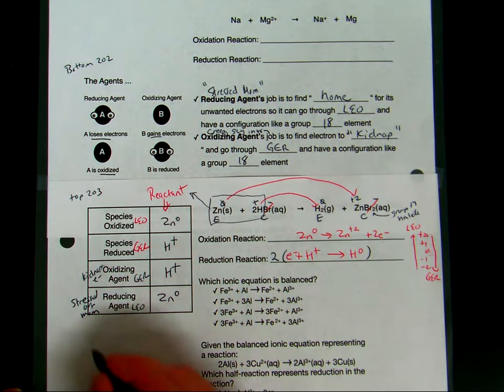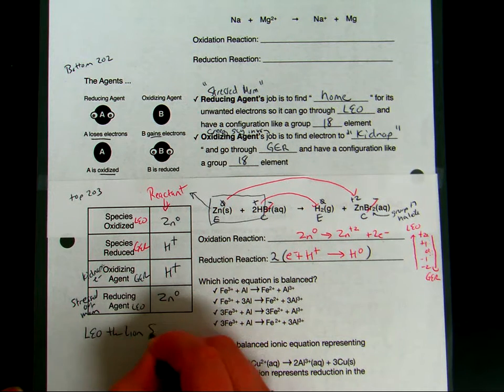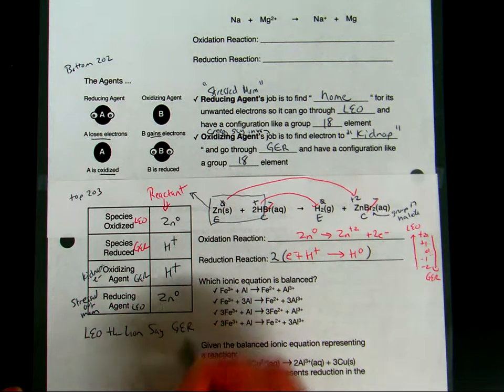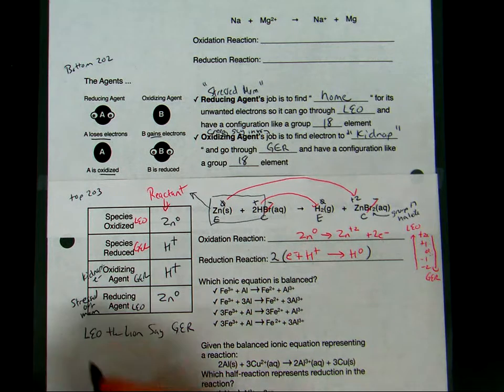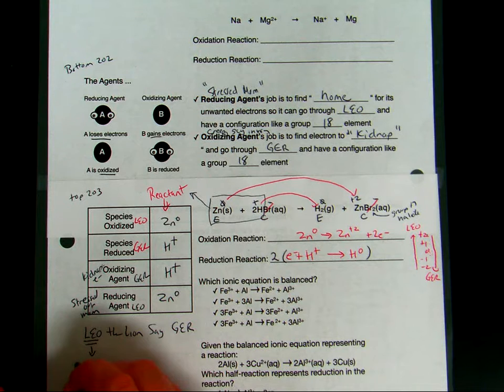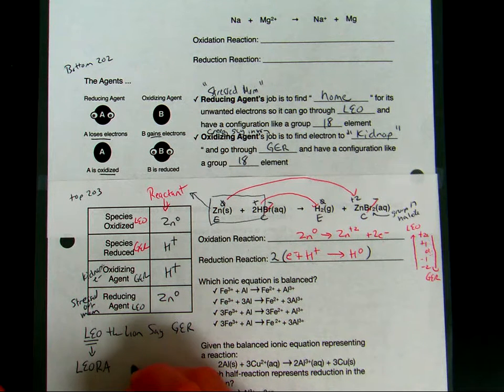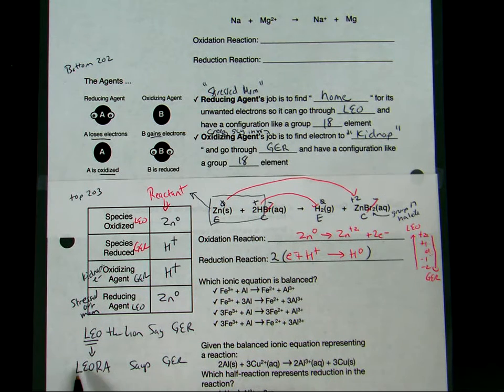Now, as you know, we have that silly saying, Leo the lion says GER, right? And because the vocab gets a little bit tricky here, a few years ago some of my students said that they were renaming the lion, Leo, to his girlfriend's name, and so they started saying it as Leorora the lion says GER. And so the girlfriend's name, lose electrons, oxidation, function as the reducing agent.